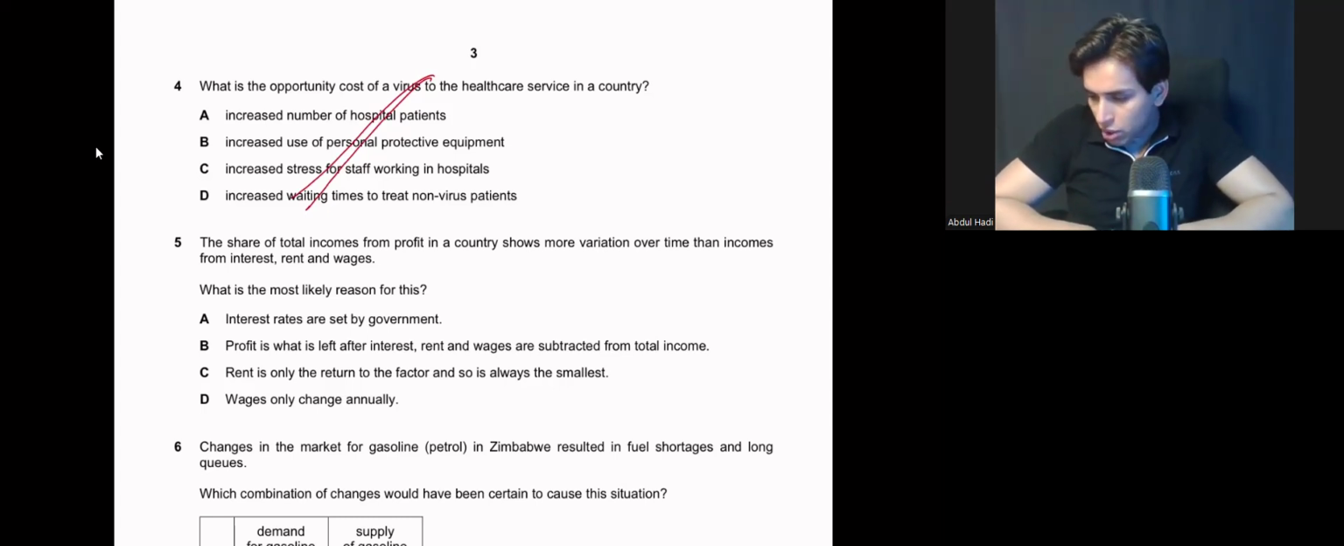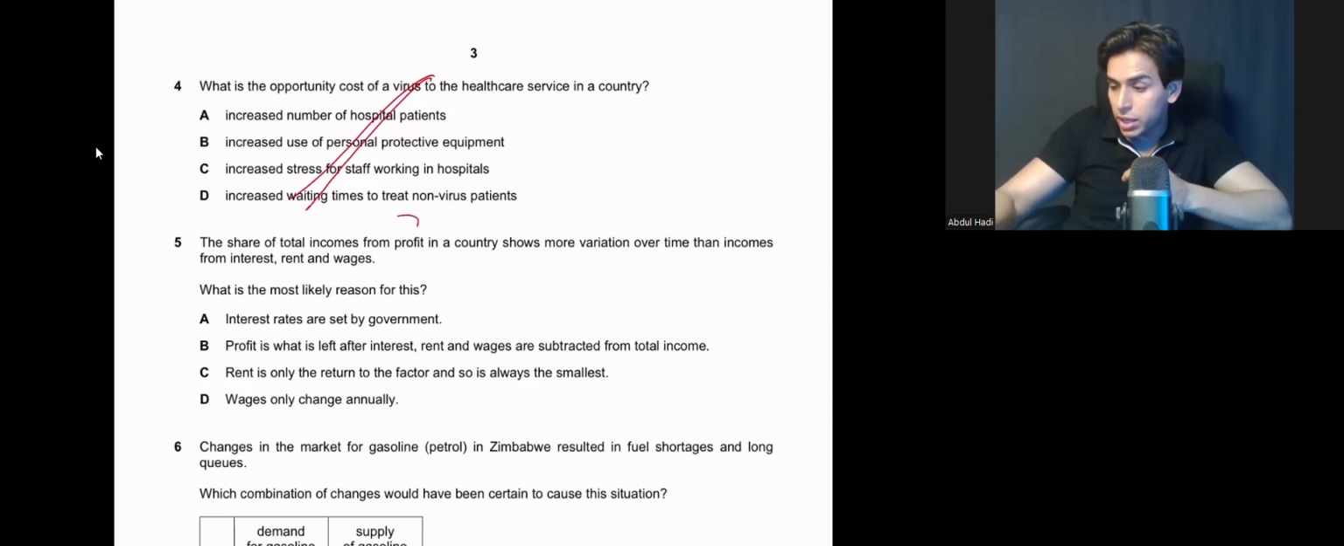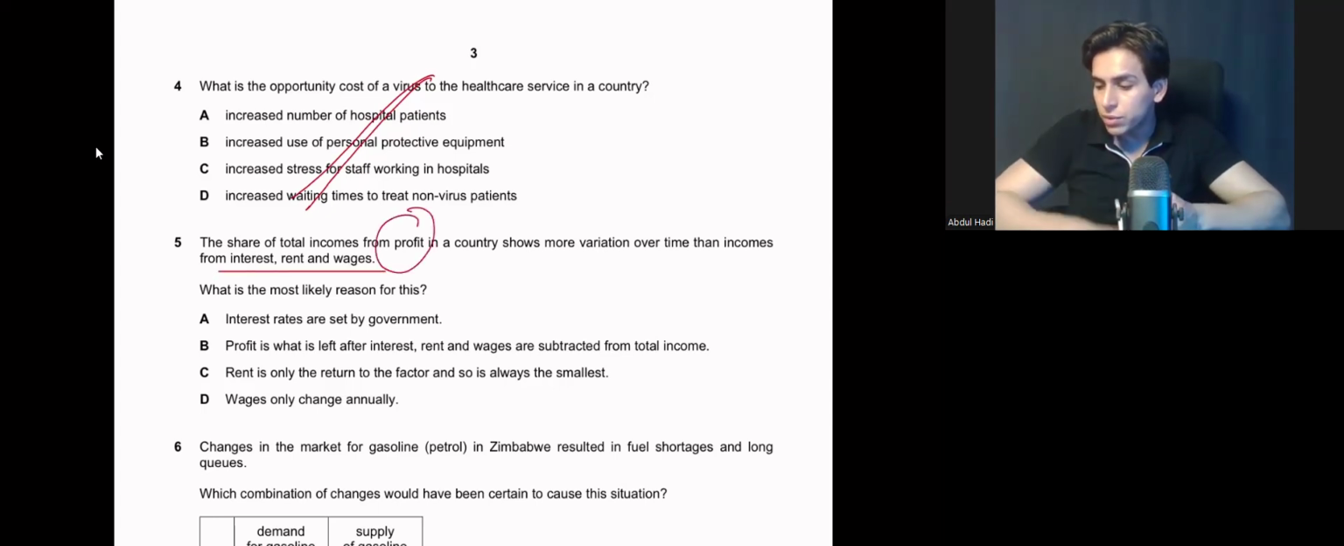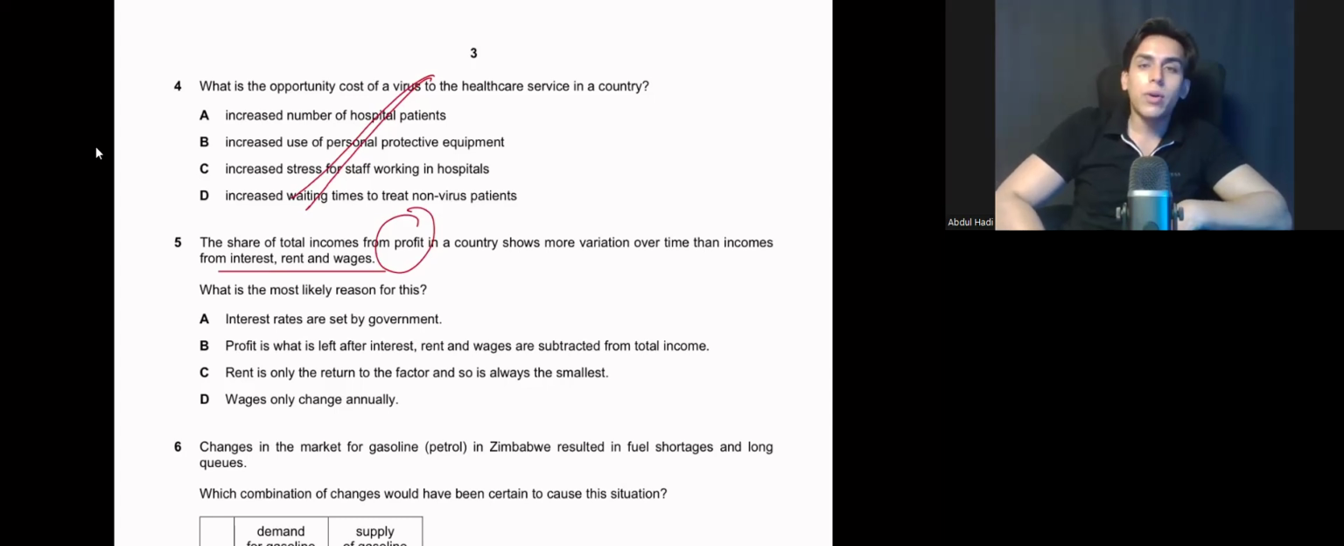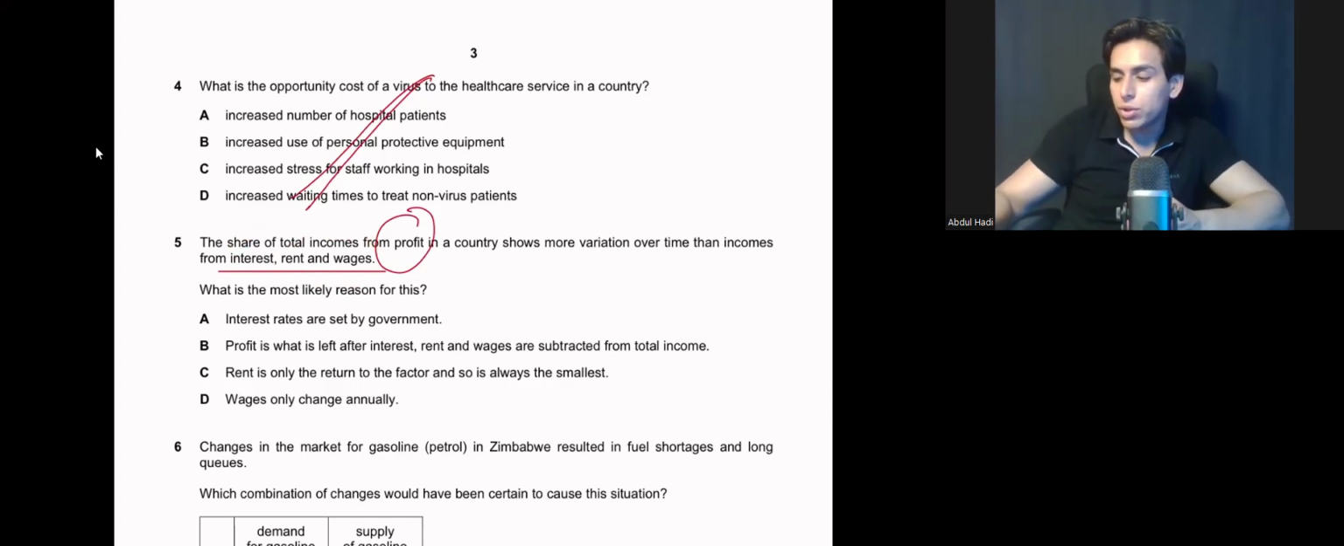Now question number 5: the share of total incomes from profit in a country shows more variation over time than income from interest, rent and wages. What is the most likely reason for this? So it is saying that in a country, profit varies more than the other rewards of factors of production. Now, what is the most likely reason for this? Interest rates are set by government. So if interest rates are set by government, then only interest should have been low, not the other rewards that the factors of production are getting. All right, so only interest should have been affected, not other rewards.